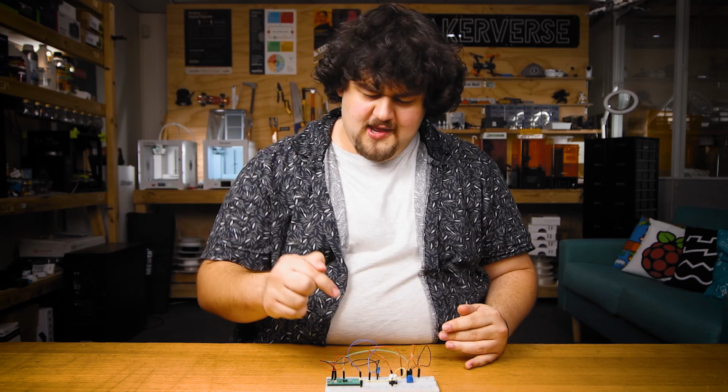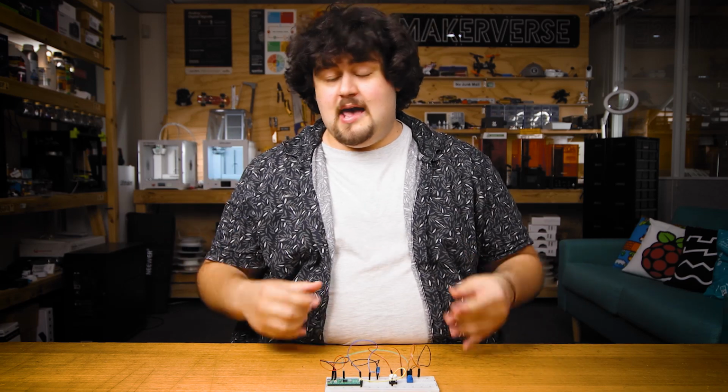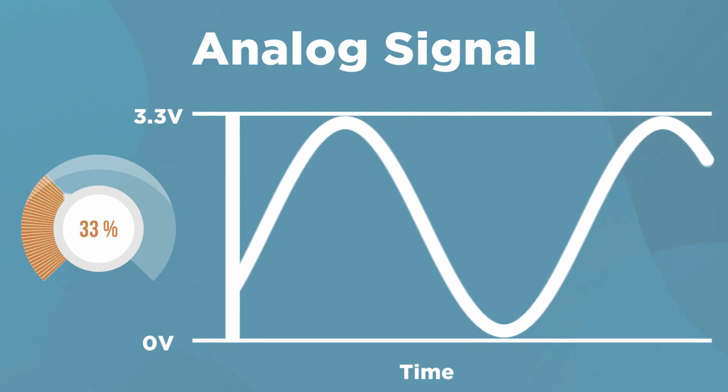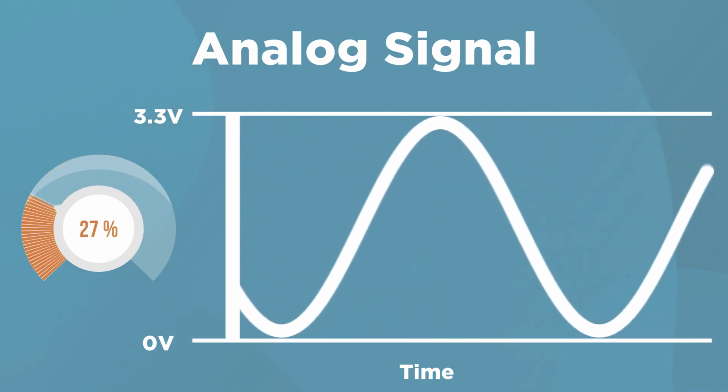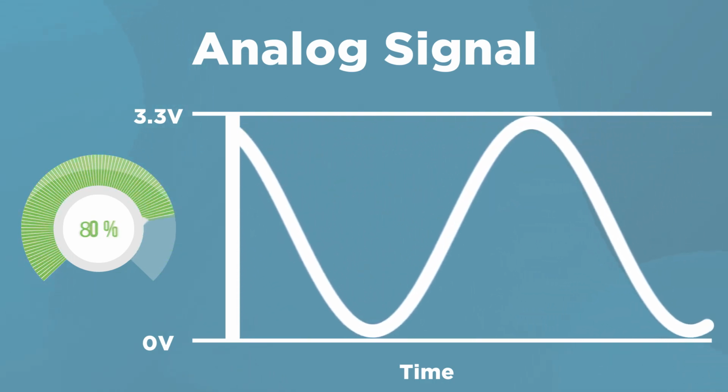And what this means for our Pico is that when we set up a pin as an analog input, we can read the exact voltage on that pin between 0 and 3.3 volts.